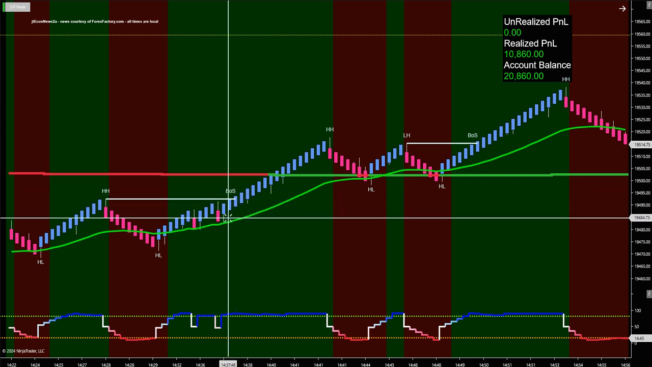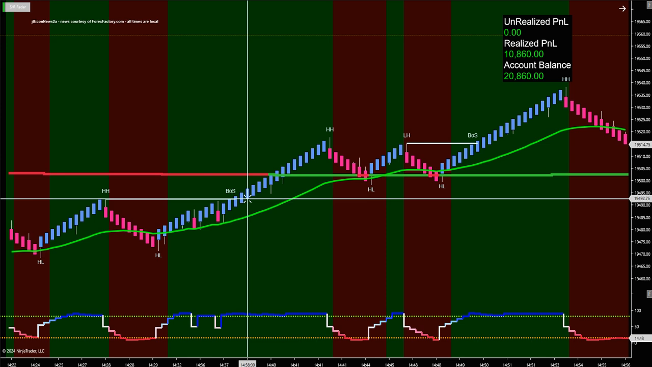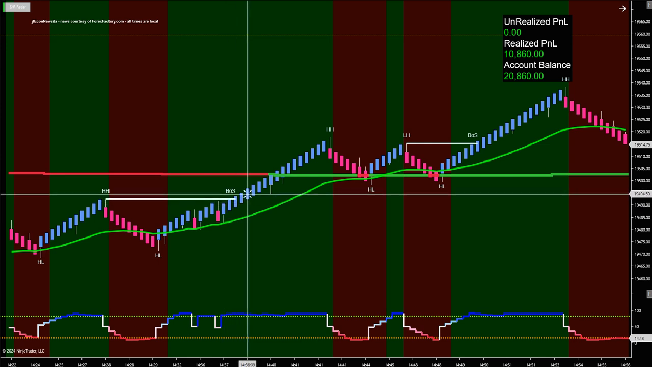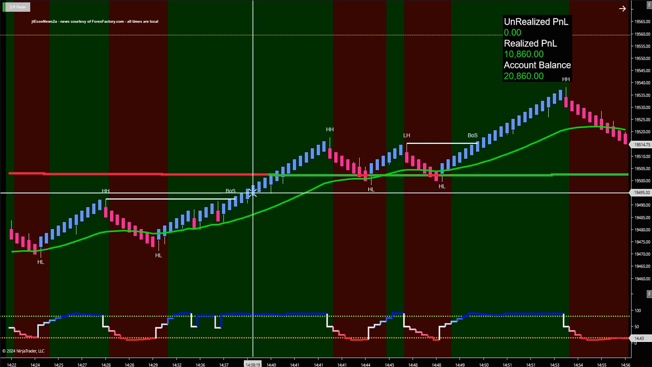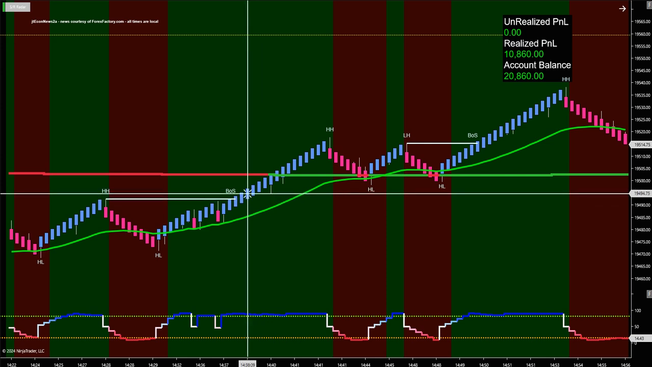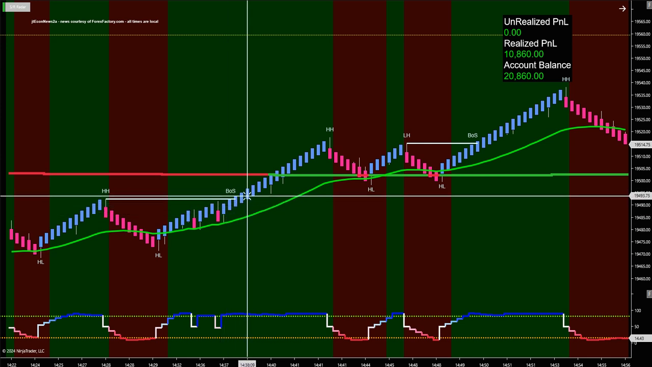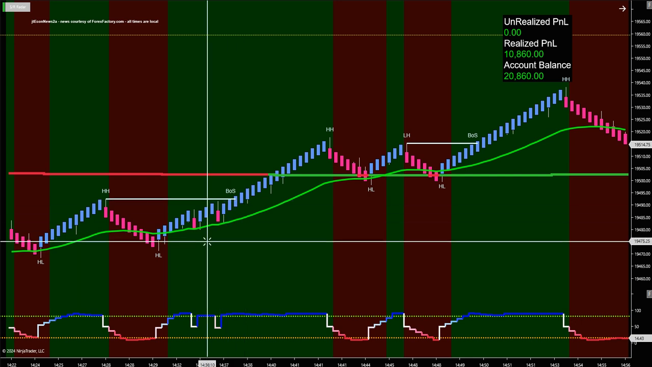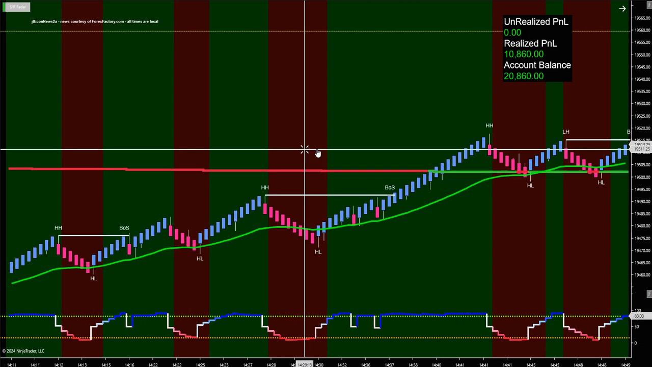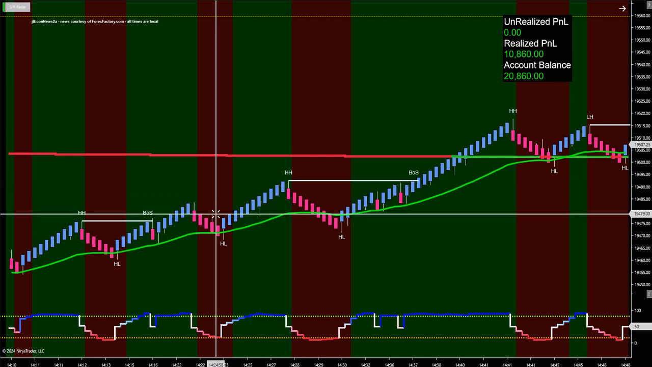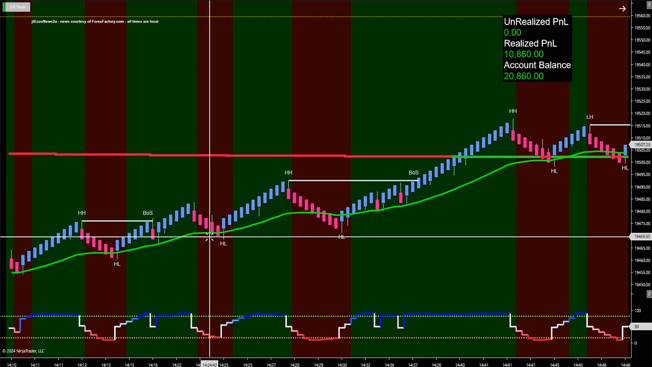Here, good entry. This one, I would have got two trades because I would have taken this trade. I might have gone in with double contracts on this one because I got not only a break of structure, I also got a wick. Here, good entry.